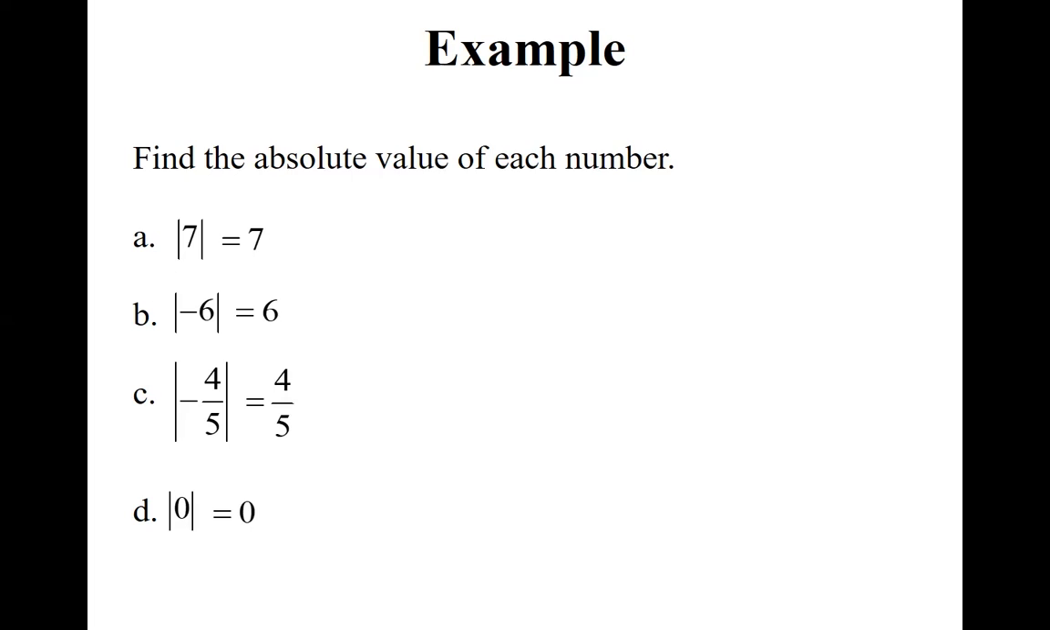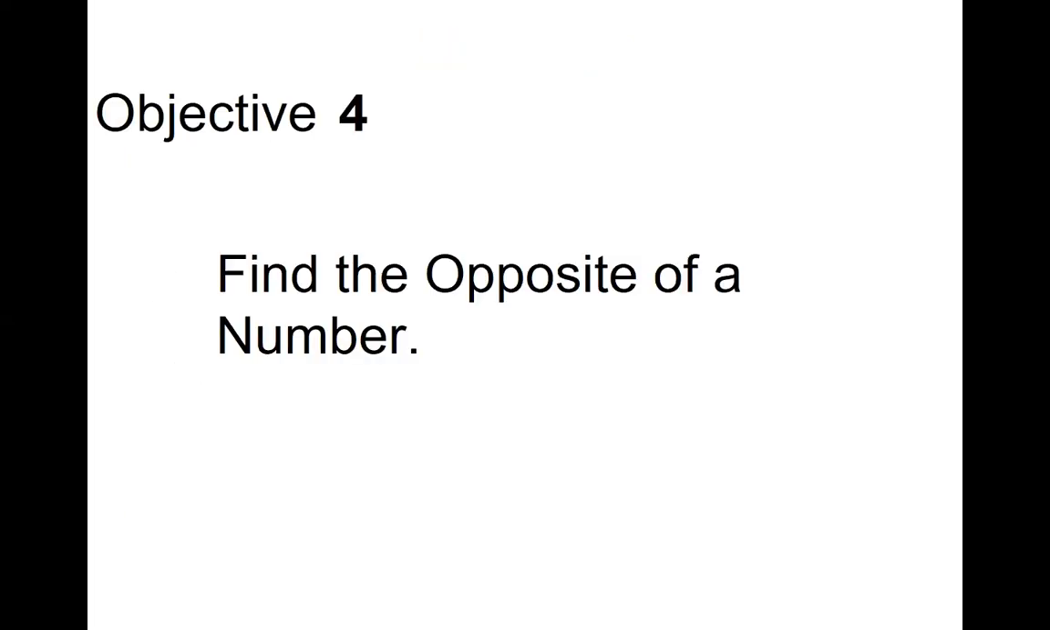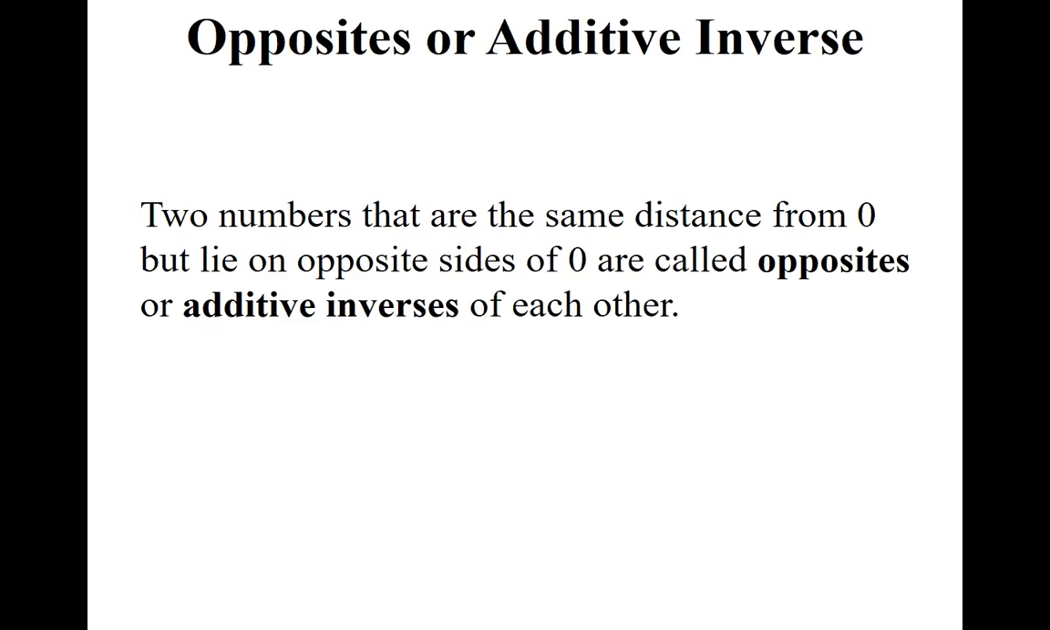Now, related, but not at all the same, and not even the opposite, objective 4 of this topic is find the opposite of a number. So opposites, also called additive inverses, are two numbers that are the same distance from zero but lie on opposite sides of zero.